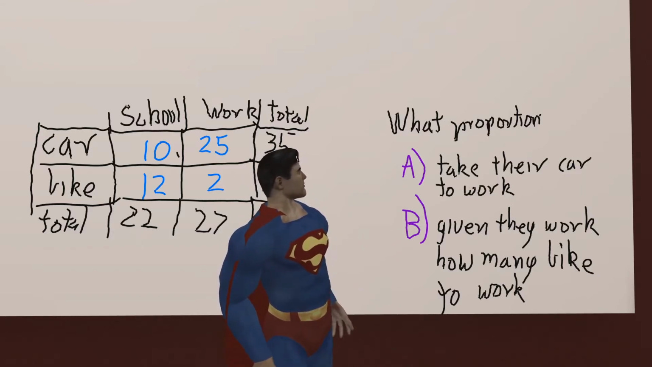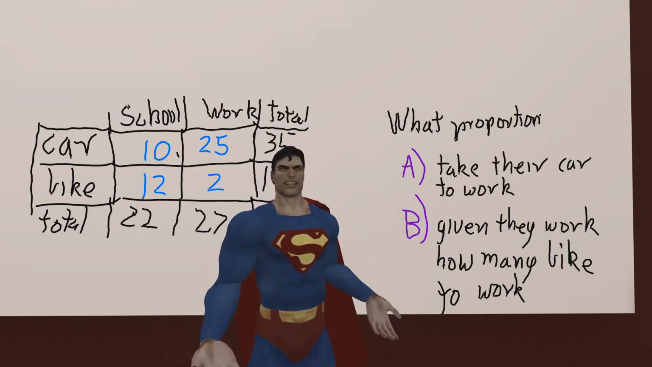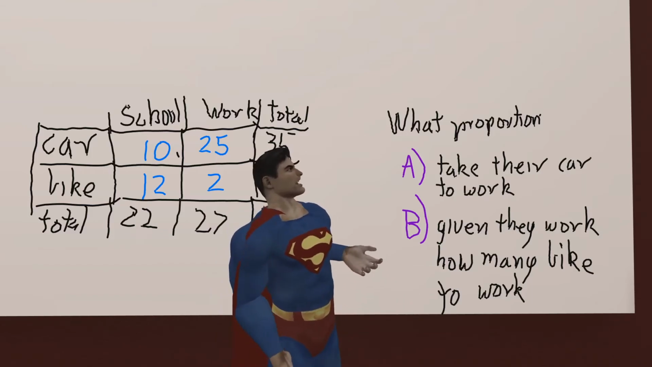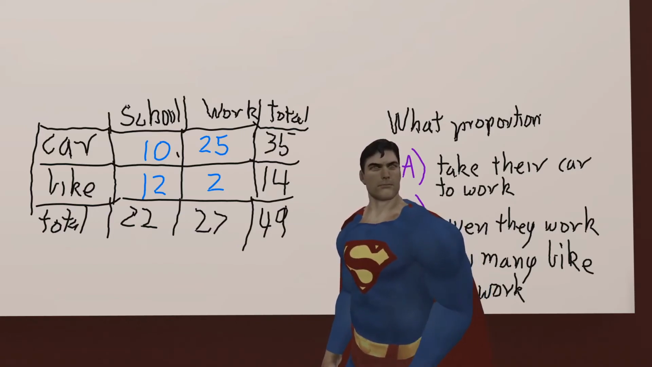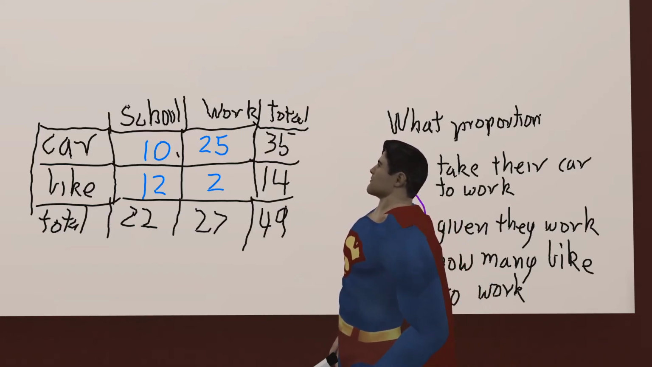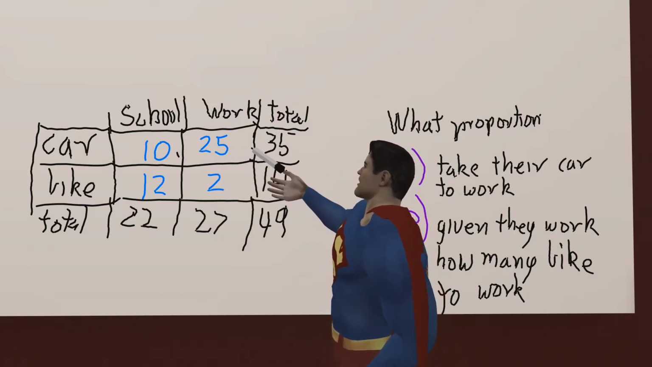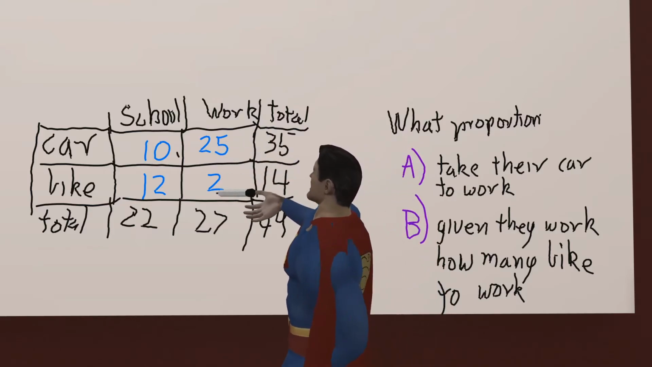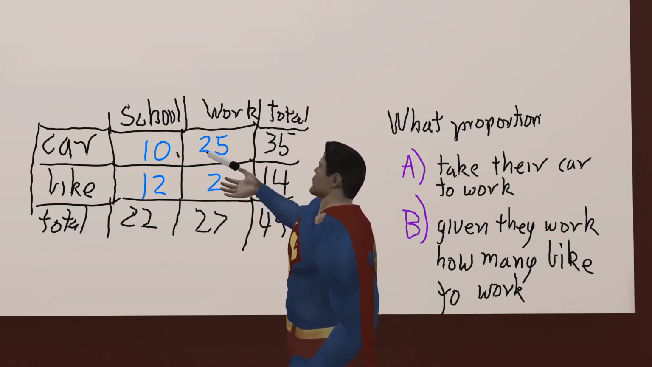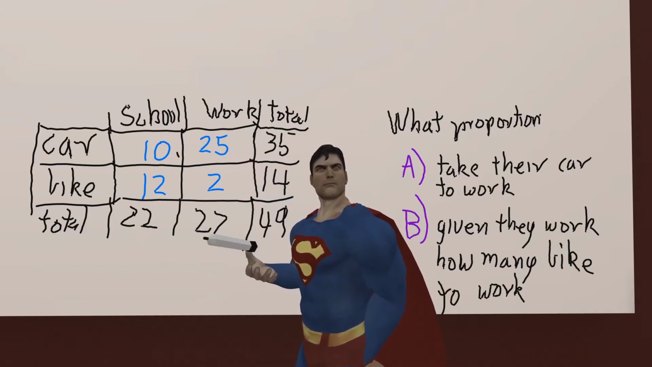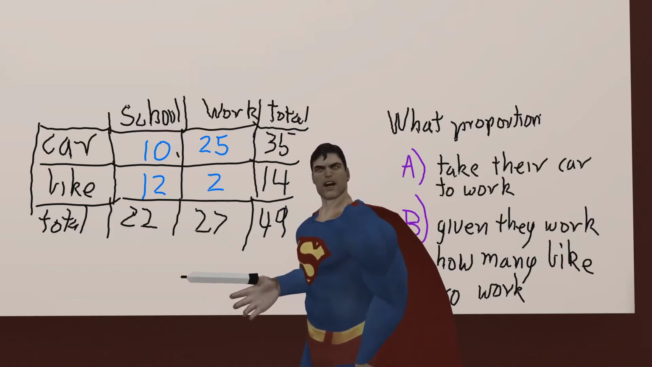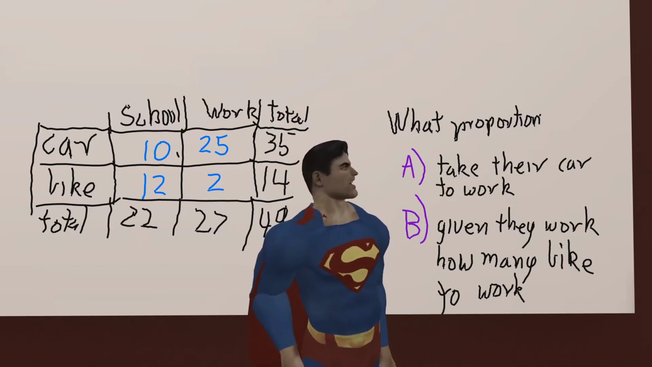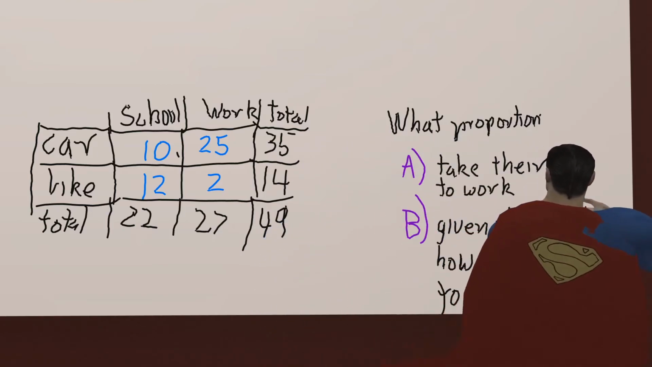So let's have a look at A. Take their car to work. So we're just looking at everyone. So how many people out of everyone in our two-way table take their car to work? Well, this is the car section, and this is the work section. So this number here, 25, is the number of people who take their car to work. We're going to write 25.